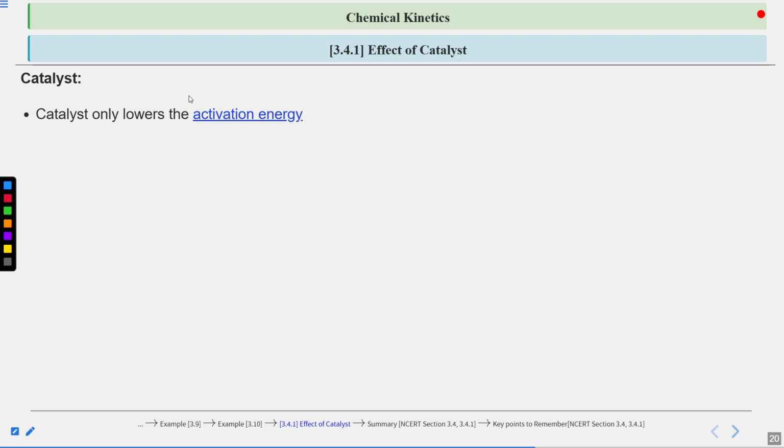So the catalyst only lowers the activation energy. Activation energy is represented by EA. Catalyst does not alter the Gibbs energy, that is delta G, of a reaction.